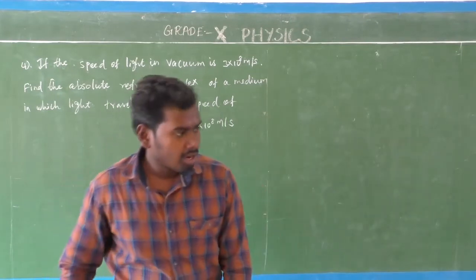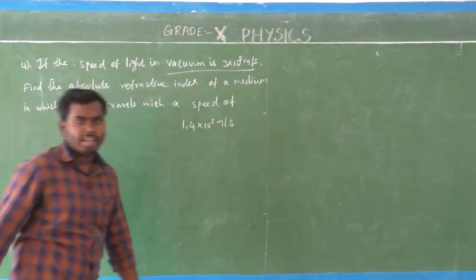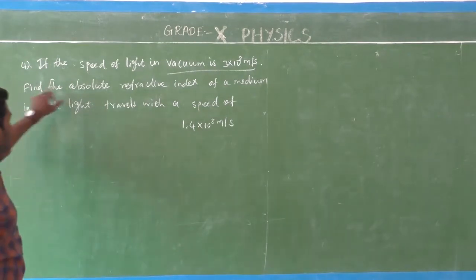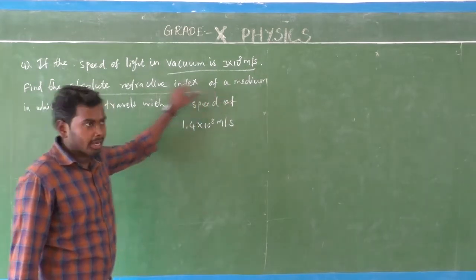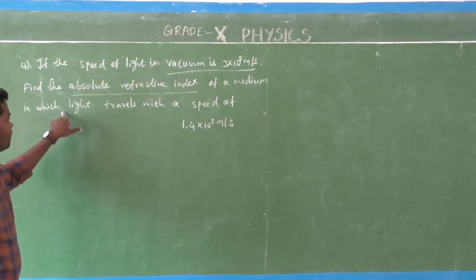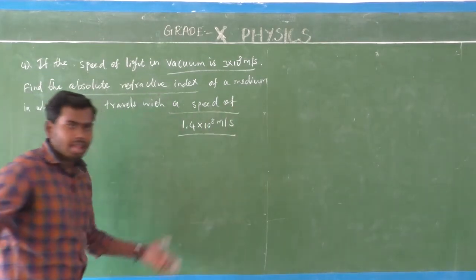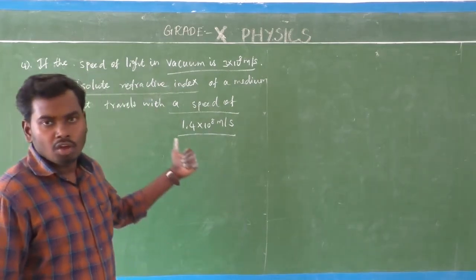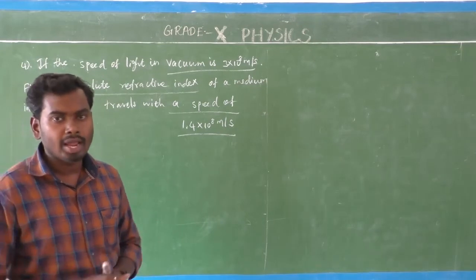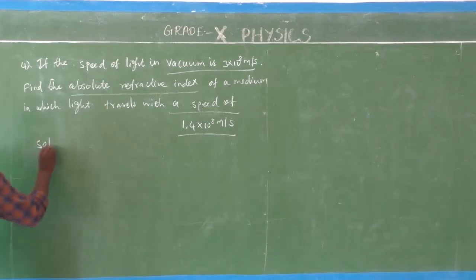So what is the question? Listen here. If the speed of light in vacuum is 3 into 10 to the power 8 meter per second, find the absolute refractive index of a medium in which light travels with the speed of 1.4 into 10 to the power of 8 meter per second. So what do we need to calculate? We need to calculate the absolute refractive index. Am I right?